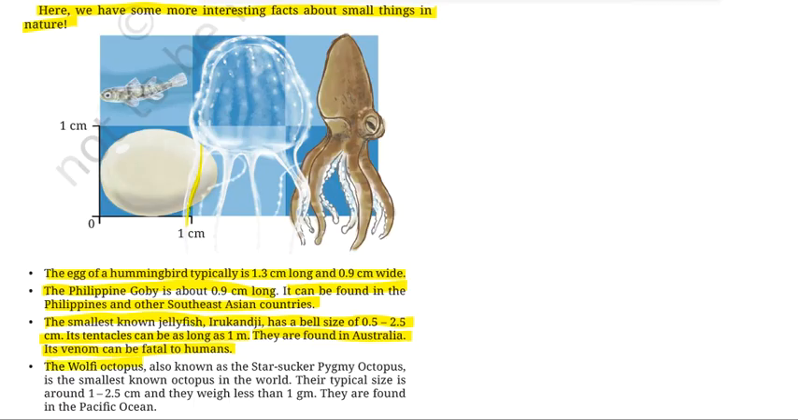The Wolfi octopus, also known as the star-sucker pygmy octopus, is the smallest known octopus in the world, and their typical size is around 1 to 2.5 centimeters, and they weigh less than 1 gram.